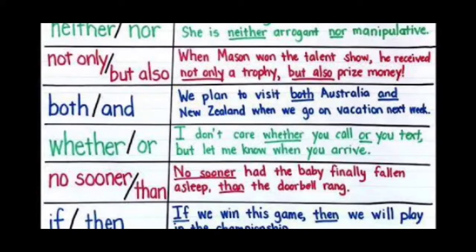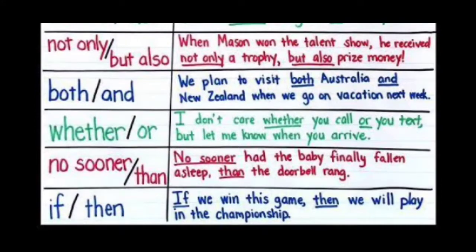The next correlative conjunction is "no sooner than." Look at the example. No sooner had the baby finally fallen asleep than the doorbell rang. The next correlative conjunction is "if then." Look at the example. If we won this game, then we will play the championship.